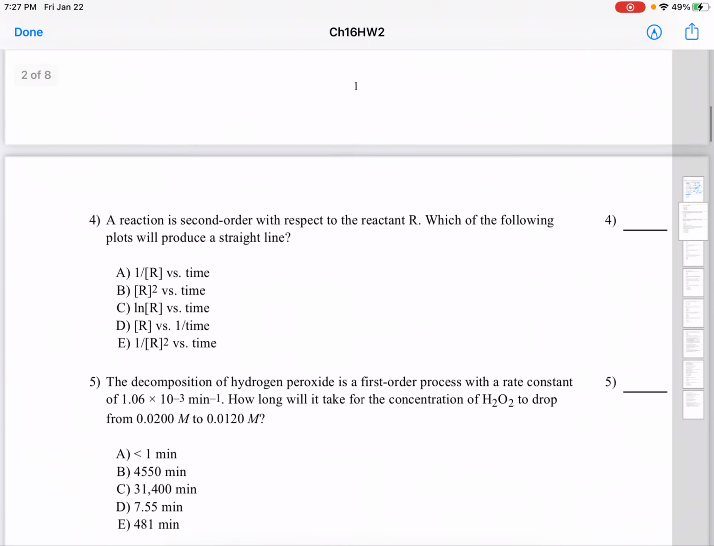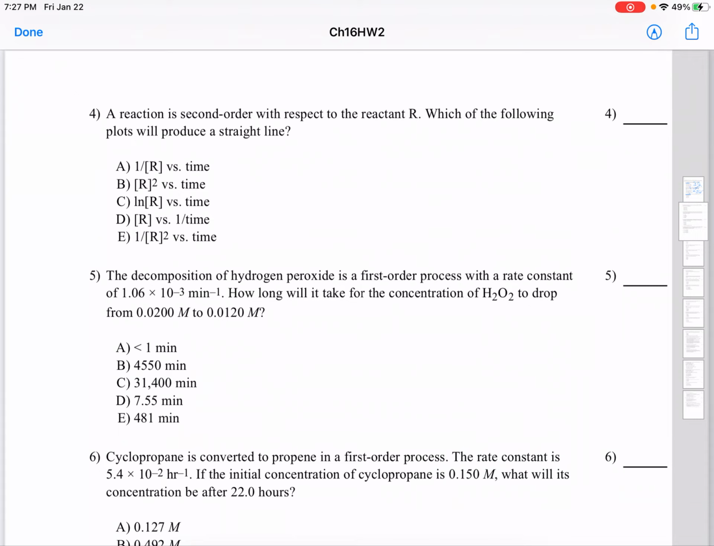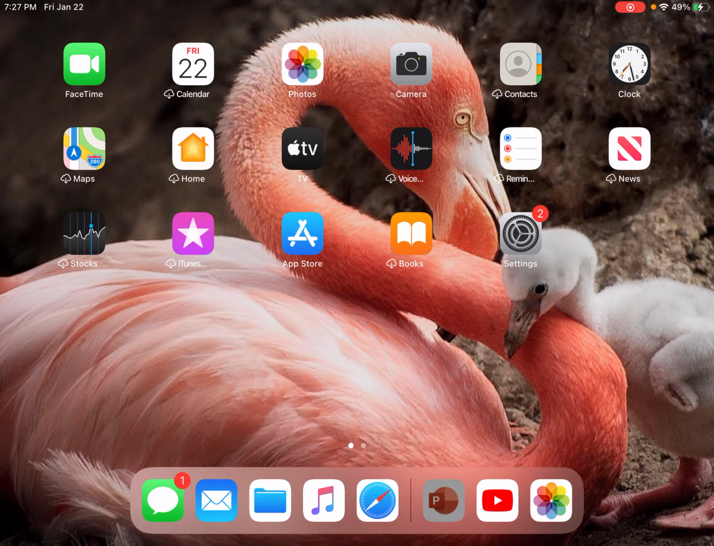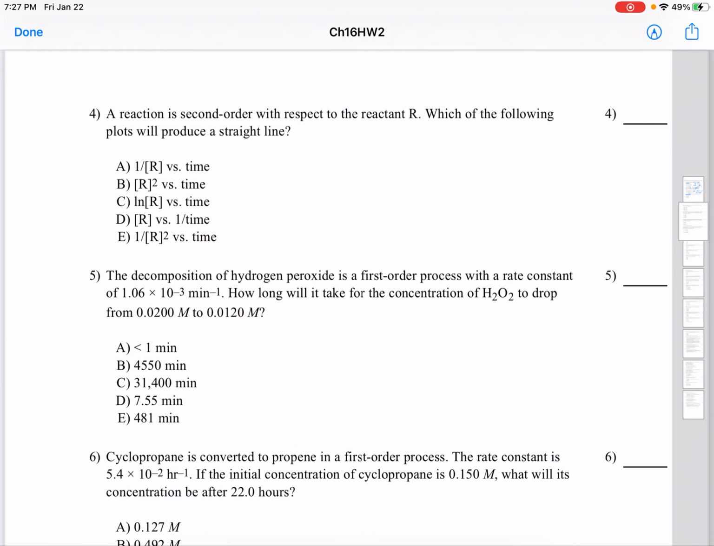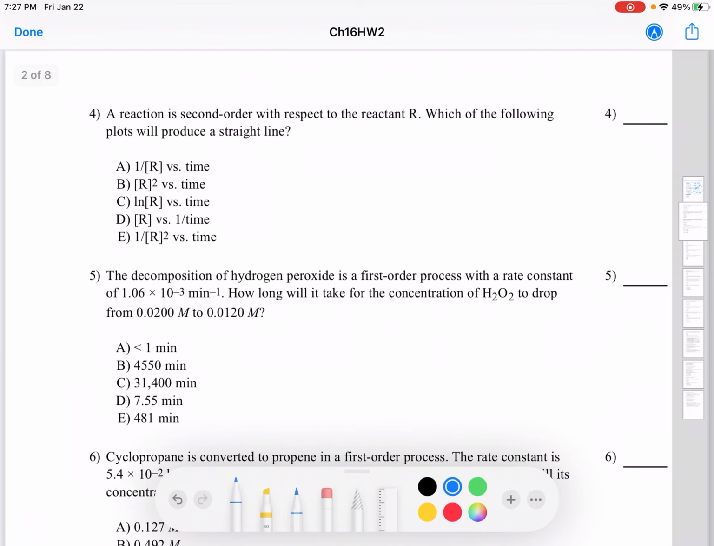Number 4, a reaction is second order with respect to the reactant R. Which of the following plots will produce a straight line? Again, for a second order you can refer to this table. What is the plot for a straight line? It is going to be 1 over concentration of A versus time. So which one is going to be the correct answer? 1 over the concentration of R versus time. That would be the straight line for a second order reaction. And then number 5.